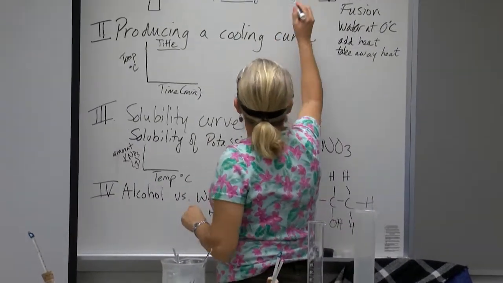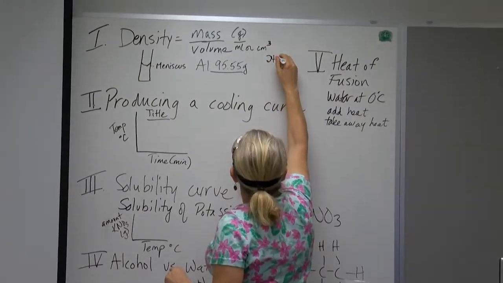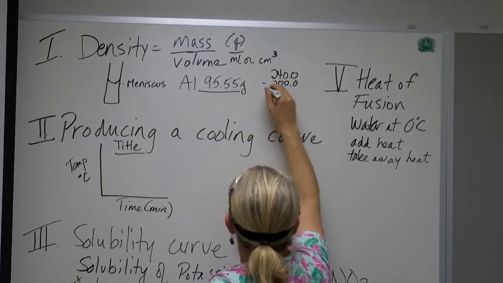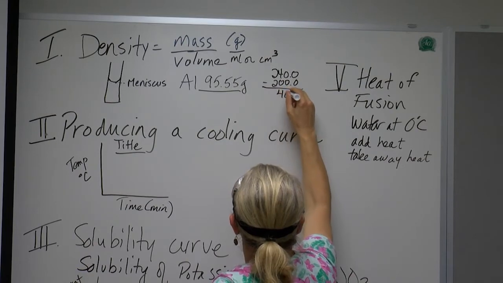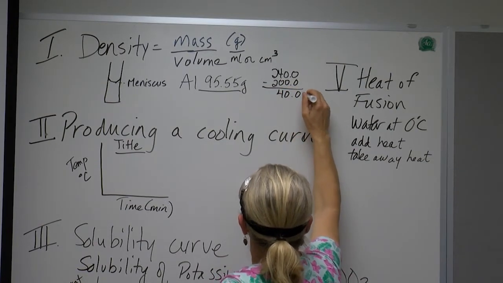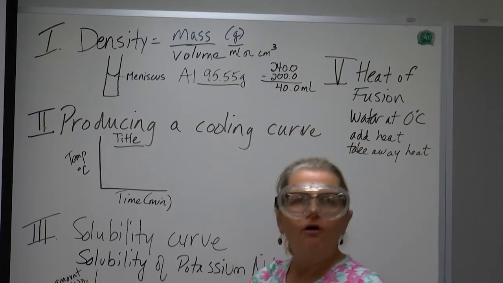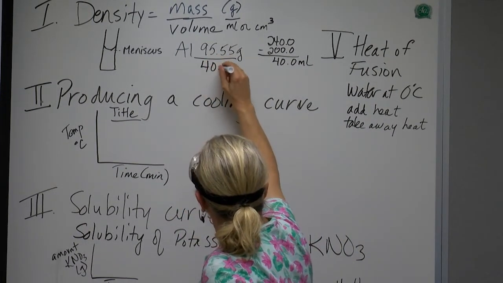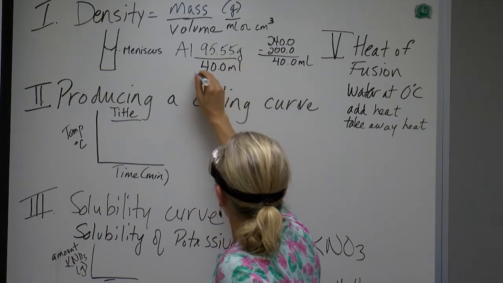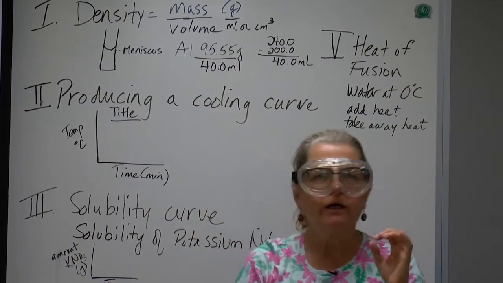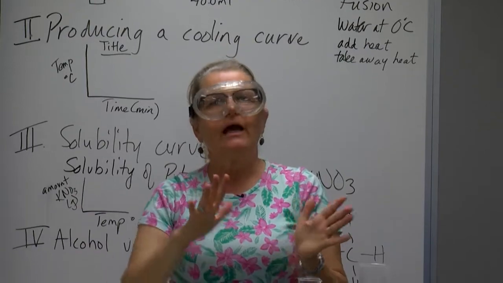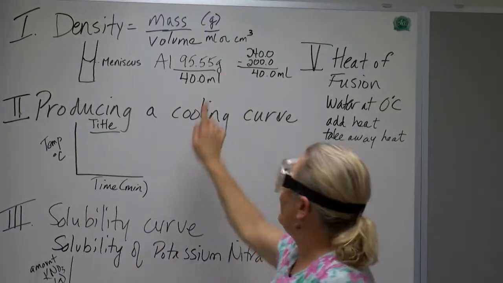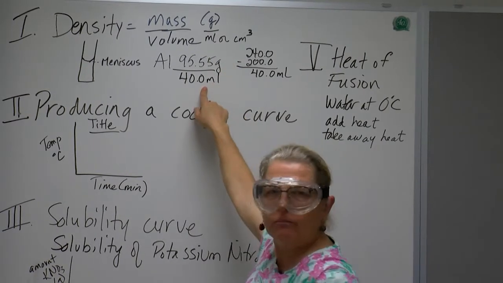So I went from 200.0, so my total displacement is 40.0 milliliters. Now, you are going to do your calculations and find the density of this aluminum. 95.55 divided by 40.0.